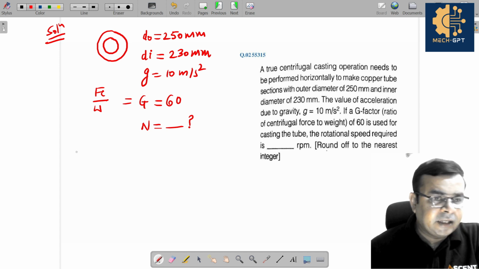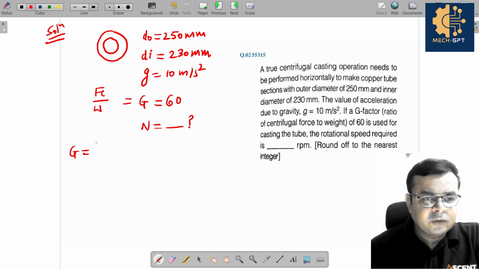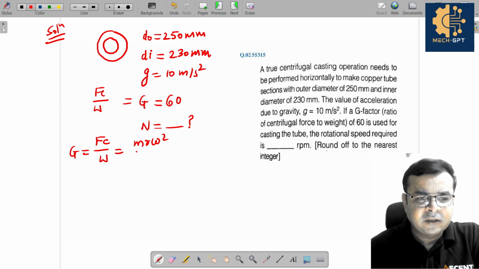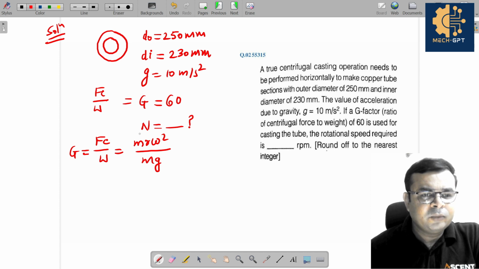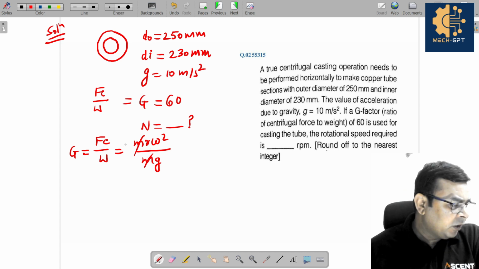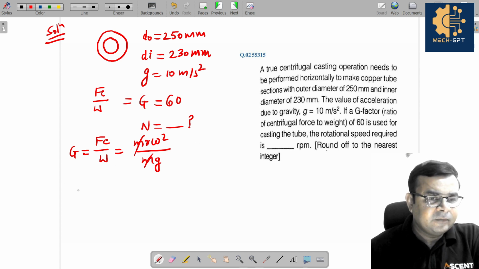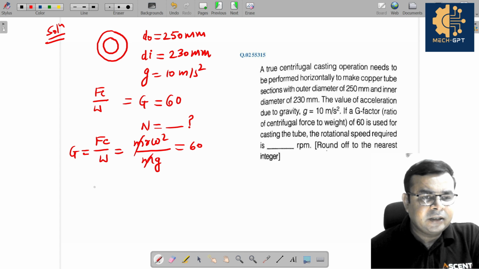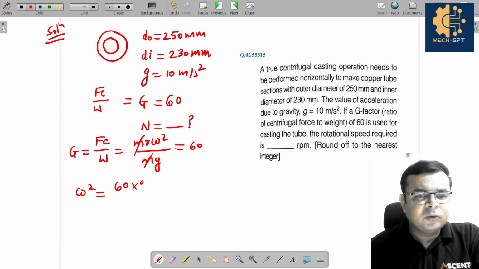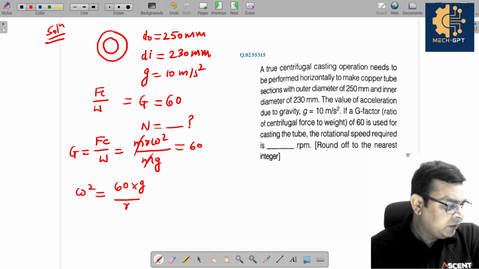Correct? So how to solve this? As you know, the G factor is equal to Fc by W, where Fc is nothing but m r omega square, and the weight of the casting is mg. So the mass is cancelled out, and this is equal to 60. So omega square can be written as 60 into g over R.